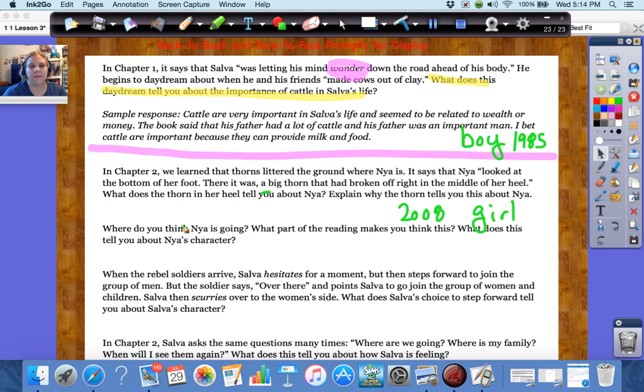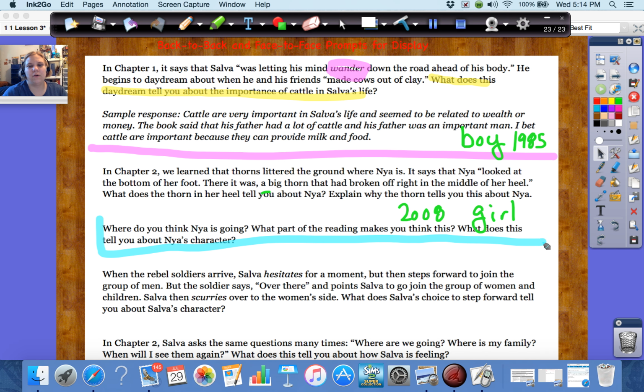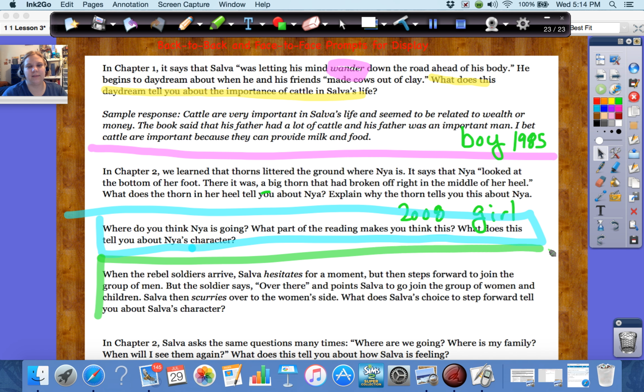Okay, here's another one. And I'll make that a different color, about turquoise. Okay, where do you think Naya was going? Okay, what part of the reading makes you think this? Why? What does this tell you about Naya's character? Okay, here's another one. So I don't know if we would get to all of these in class.